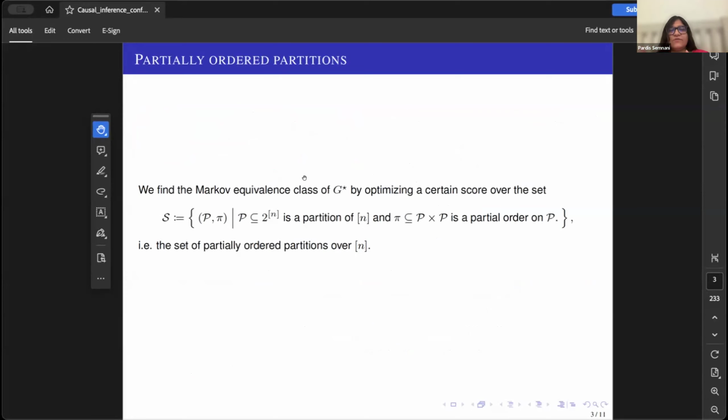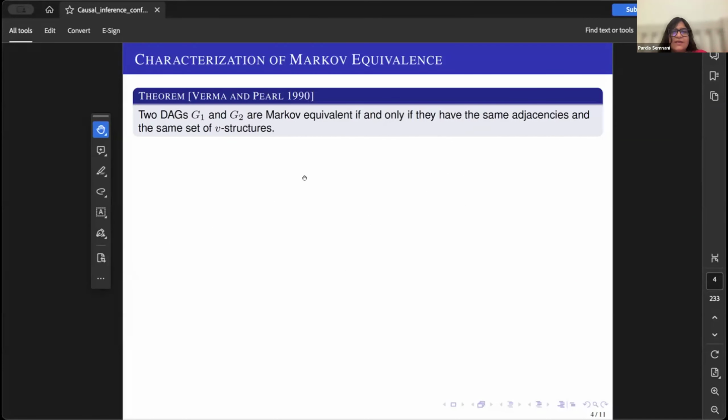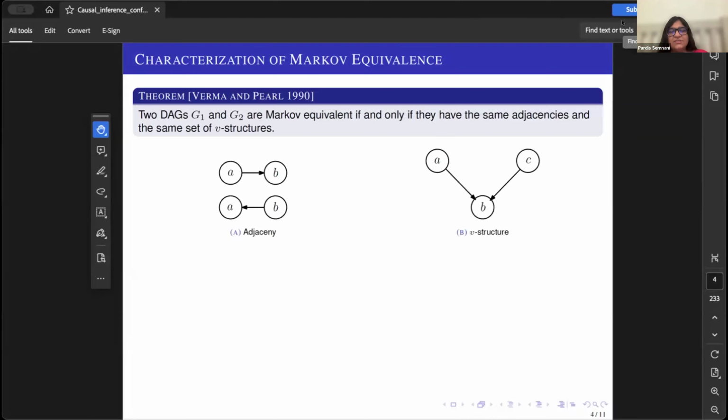Now, the next step would be to define our score. In order to define a nice score, we want to have a local characterization of Markov equivalence, because remember that optimizing this score should eventually give us the Markov equivalence class of G star. As I think you know, we have this nice characterization of Markov equivalence in the case of DAGs, directed acyclic graphs, by Verma and Pearl. It says two DAGs are Markov equivalent if and only if they have the same V structures and the same adjacencies. Adjacencies are clear. It means the same underlying undirected graph.